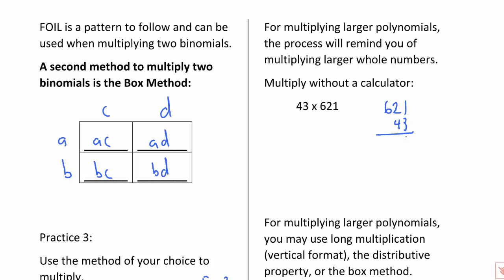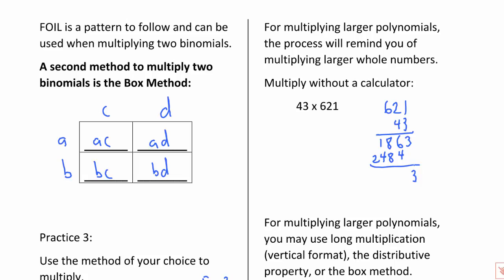3 times 1 is 3. 3 times 2 is 6. 3 times 6 is 18. Now I'm going to leave some space here for the ones because this is in tens. 4 times 1 is 4. 4 times 2 is 8. 4 times 6 is 24.